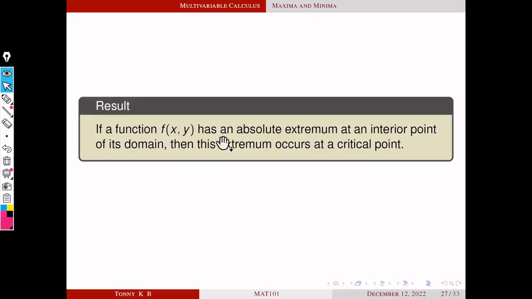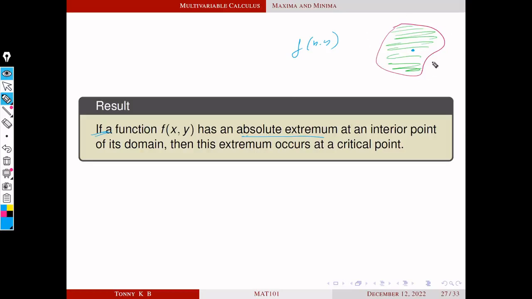If a function f of x, y has an absolute extremum, meaning either absolute maximum or absolute minimum, at an interior point of its domain, then this extremum occurs at a critical point. This means, suppose this is our domain and we have a function f(x,y), and this result says that if the absolute extremum exists, maybe it is maximum or minimum, then it is an interior point. That point is inside this domain. That's the idea.